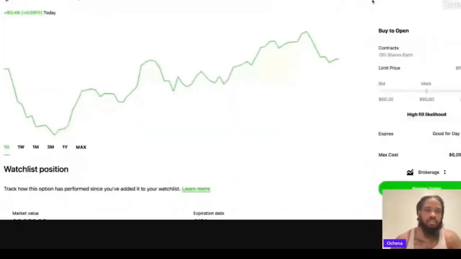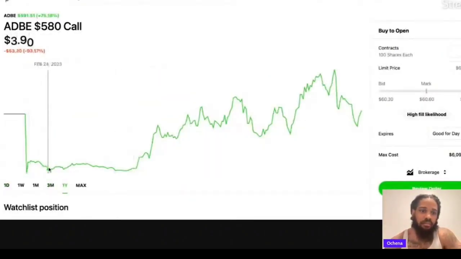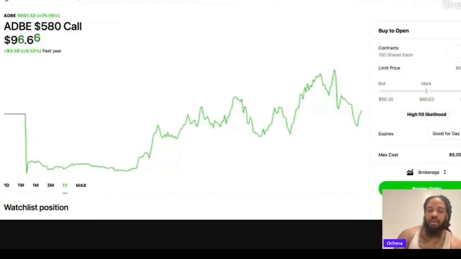Currently, right now, this is the option contract right here. This is the chart for it. When I purchased it at this time right here, you can see it was about 390. So it's $390 right here. And as you can see, it drastically increased over time. It went all the way up to about $9,968, in less than a year. This is the power of what options can do, guys.